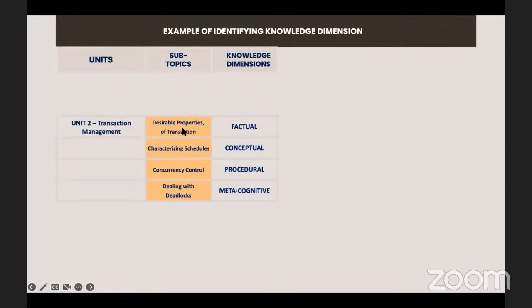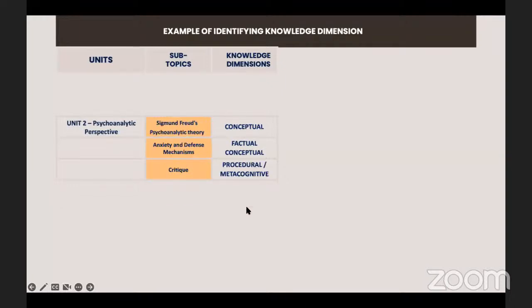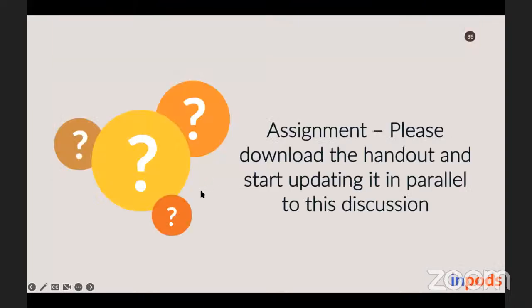This is an example taken from a professor who started using this model. You can easily now relate the knowledge dimensions here. This is another example: psychoanalytical perspectives, Sigmund Freud's psychoanalytic theory, conceptual; anxiety and defense mechanism, factual and conceptual; critique, procedural, metacognitive. These are the knowledge dimensions. Somebody has started using it and that person shared it with me. I'm showing you here as one of the practical implementations of this concept.